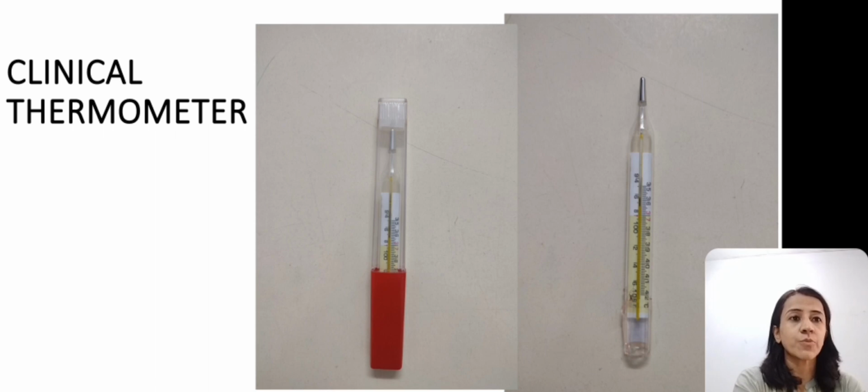This is the clinical thermometer. It is used to measure body temperature. Another, a room temperature thermometer, is also used to measure room temperature. This clinical thermometer is used to measure oral temperature and axillary temperature. A rectal thermometer is also available, that is placed in the rectum to measure core temperature.